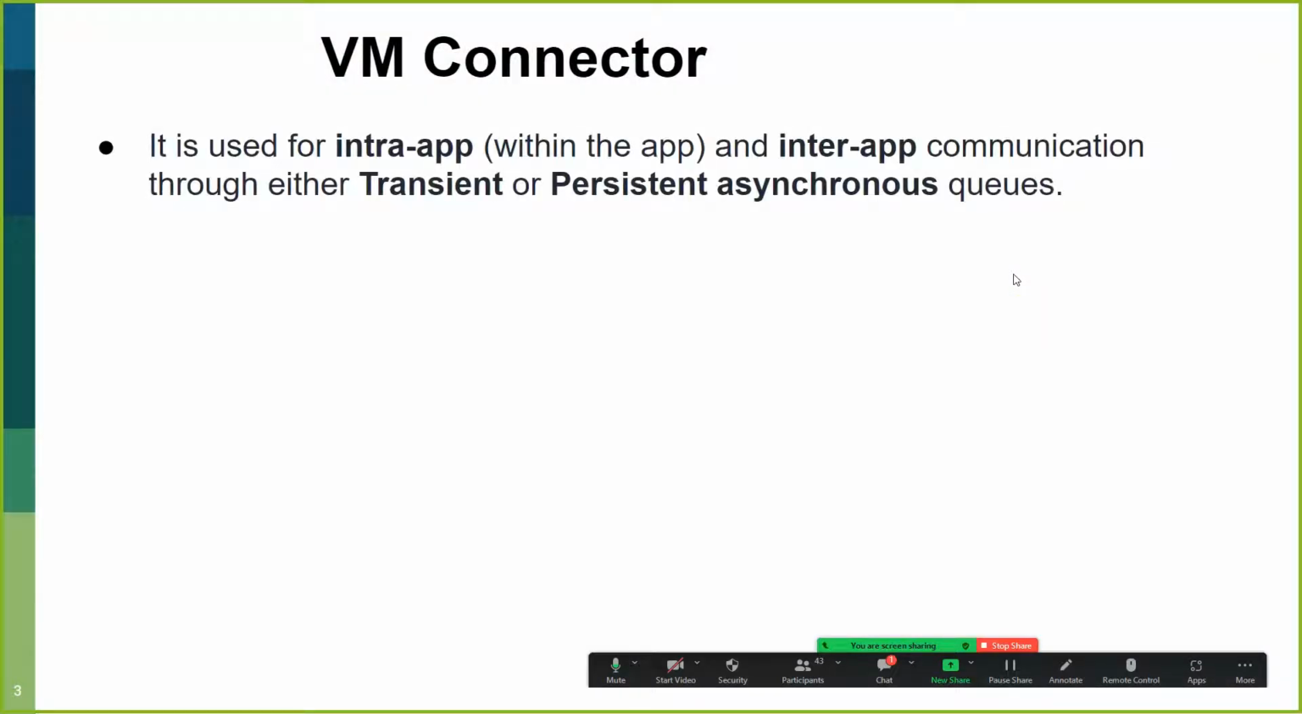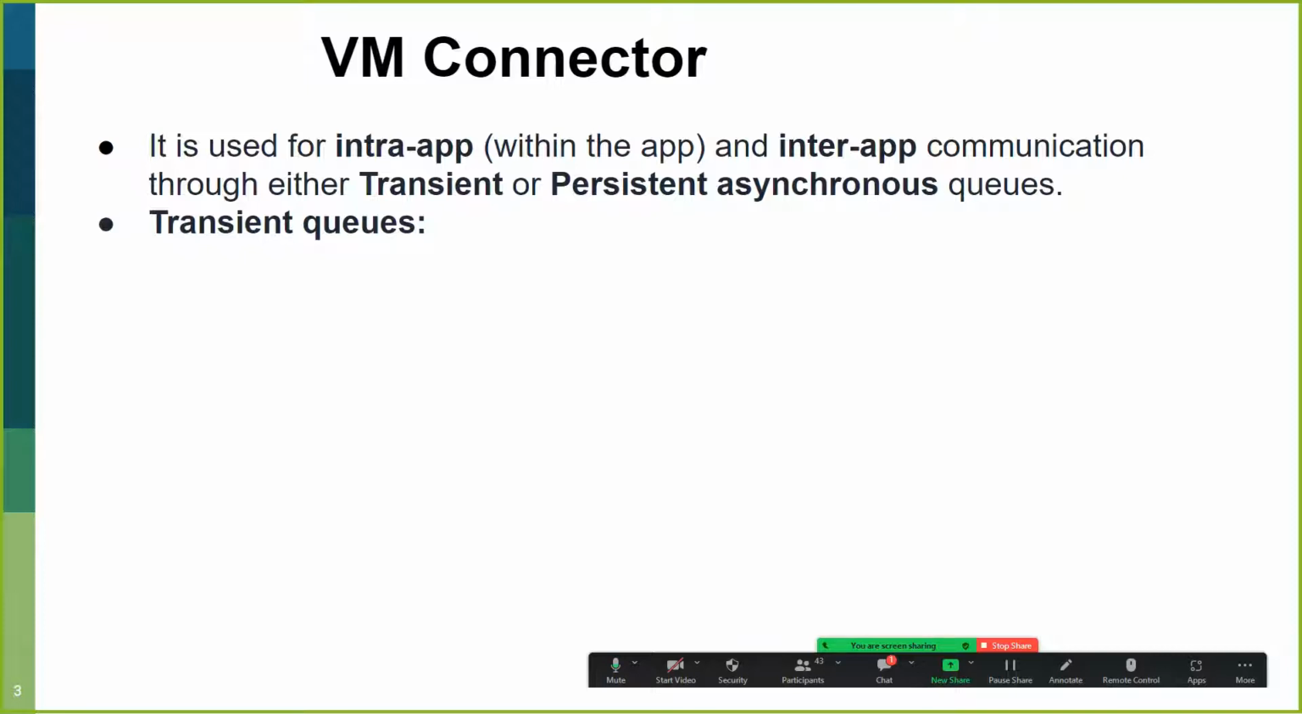The project for this one is also under publish and subscribe in GitHub, as you can see. The VM connector is used for intra-app, meaning within the same application, where we can have multiple flows. It is used for intra-app and inter-app communication. Within the same domain, different applications can communicate using the VM connector, with either transient or persistent asynchronous queues. It is one of the asynchronous processing capabilities of MuleSoft.